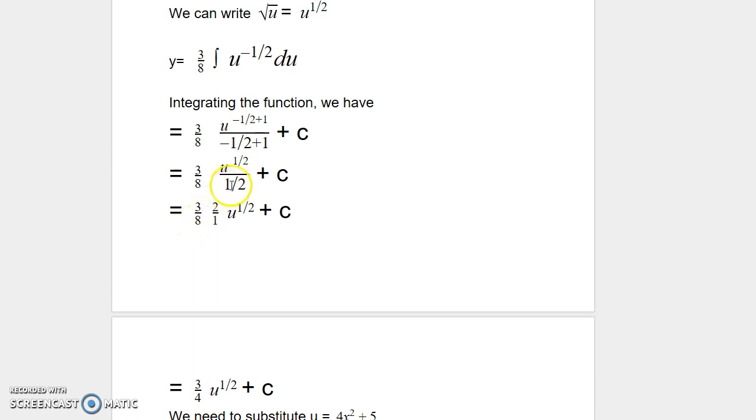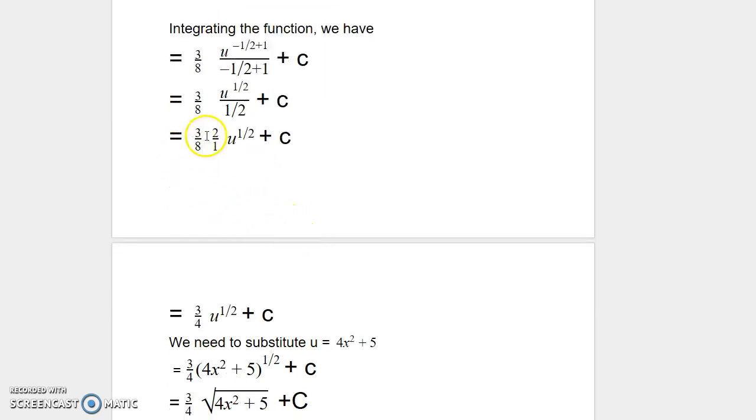3 over 8 times, we have 1 half in the denominator. When we bring it to the side of the expression, it converts to 2 over 1 times u to the power of 1 half plus c. So we have a 2 in the numerator, 8 in the denominator.